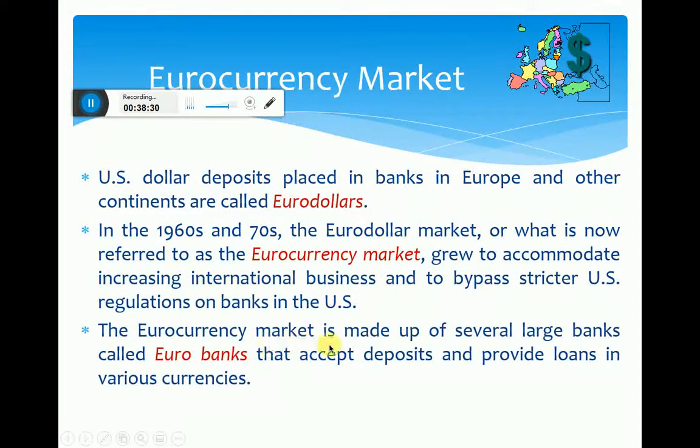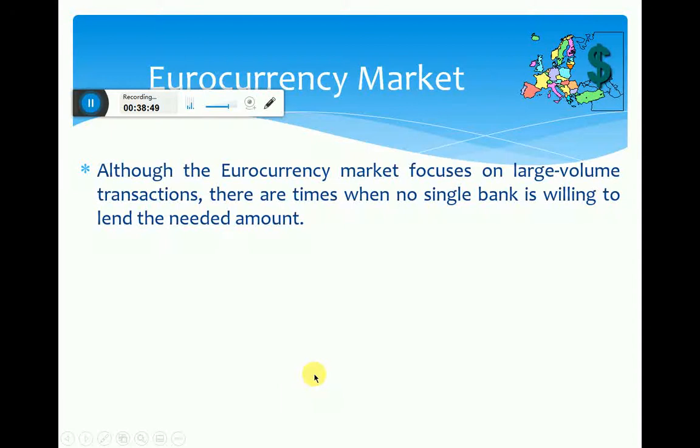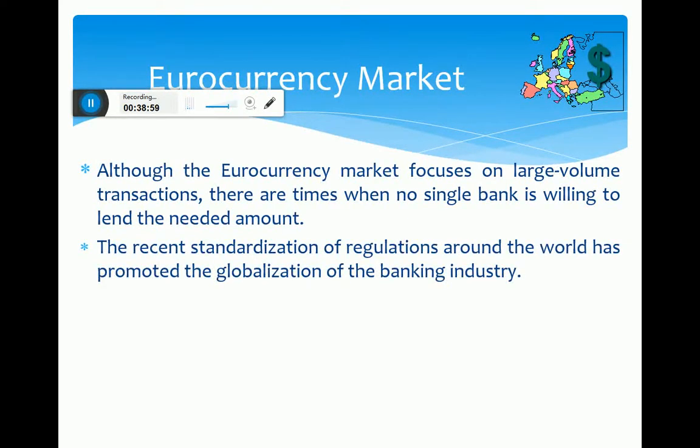The Euro currency market is made up of several large banks called Euro banks. The banks involved in Euro currency or Eurodollars are called Euro banks. They are very big banks which accept deposits and provide loans in various currencies, especially in dollars. Although the Euro currency market focuses on large volume transactions, there are times when no single bank is willing to lend the needed amount. The recent standardization of regulations around the world has promoted the globalization of the banking industry.